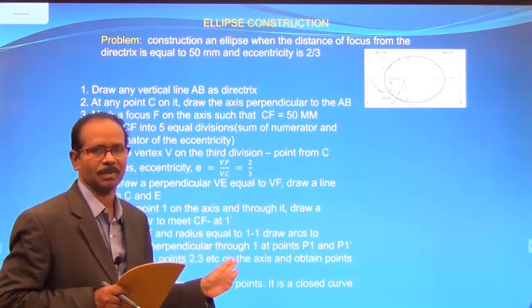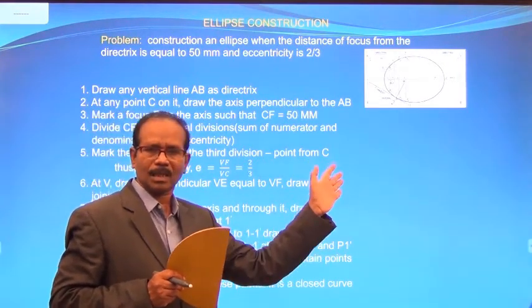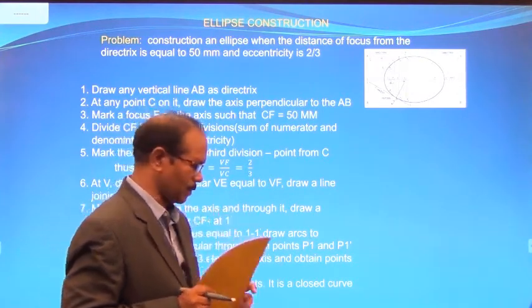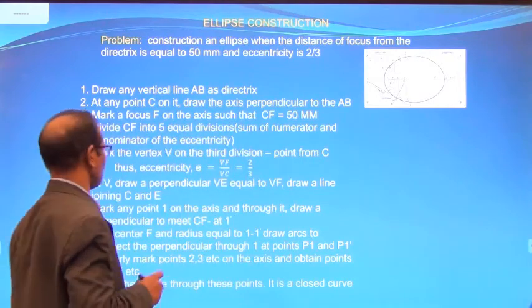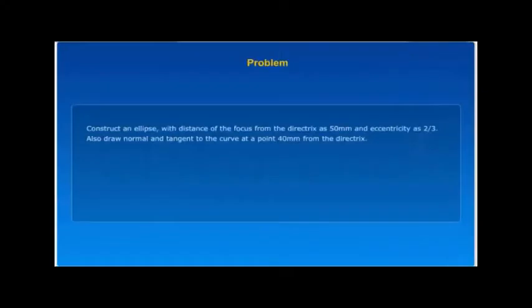Now read the sequence of steps. Read the sequence of steps, and I am going to explain how to construct this curve. Now I am going to construct an ellipse. Let's follow the sequence of steps. Now how to draw this ellipse? Construct an ellipse with distance of the focus from the directrix as 50 mm and eccentricity as 2/3. Also, draw normal and tangent to the curve at a point 40 mm from the directrix.